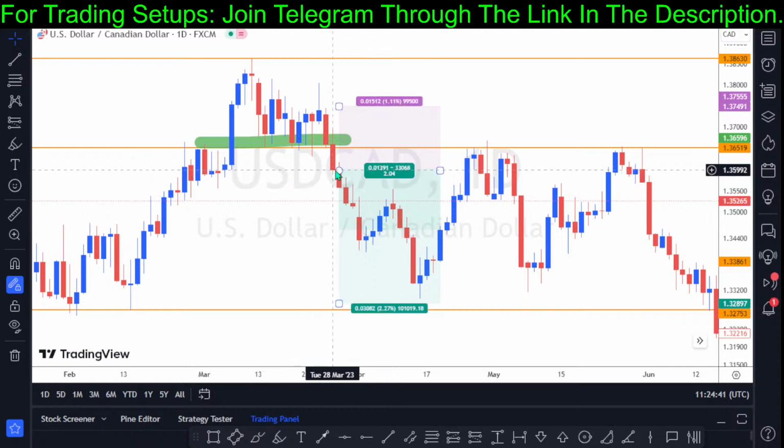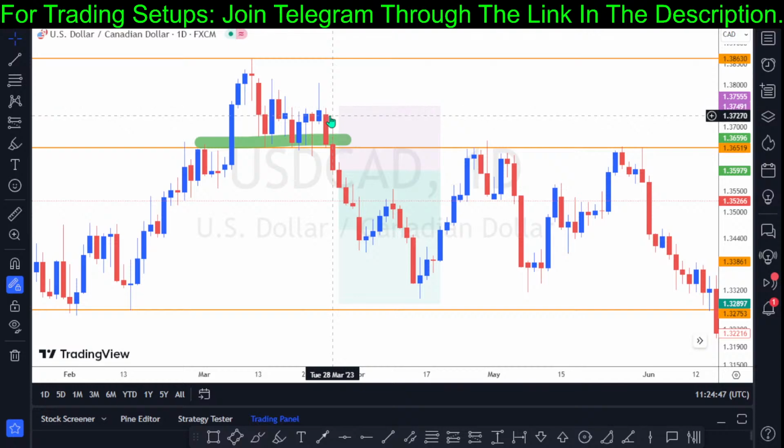If you are making an entry right here and then having your stop loss at the extreme high of the previous bearish candlestick, this is right. All right.